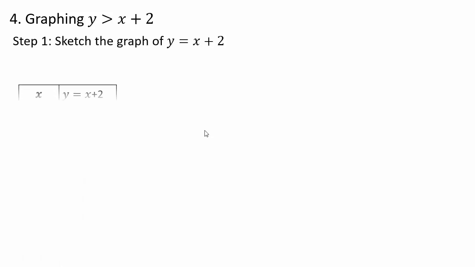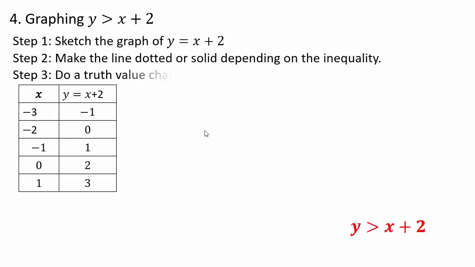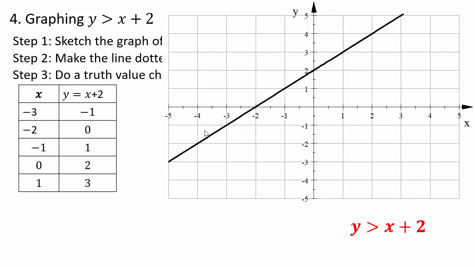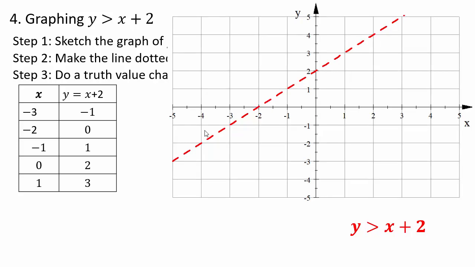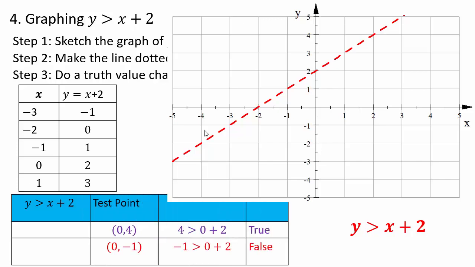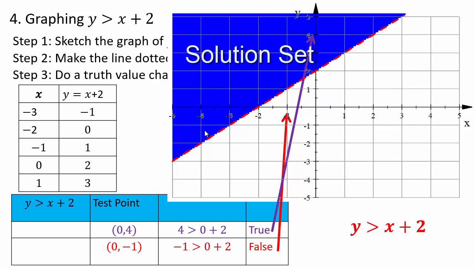Assuming you've come back, we will sketch the graph. To get y greater than x plus 2, we'll have to draw a dotted line, because y equals x plus 2 was our line. We have a dotted line because no point on the line satisfies the inequality. And then we'll do test points. You can see that (0, -1) gives us a false statement, but (0, 4) is a part of the solution and gives us a true statement. So everything above the line will be part of your solution set.